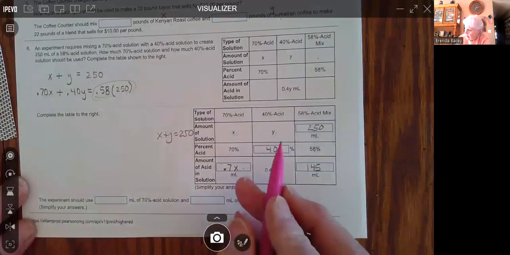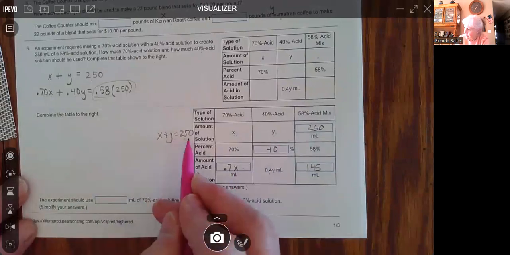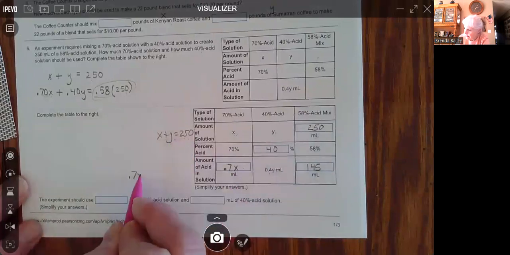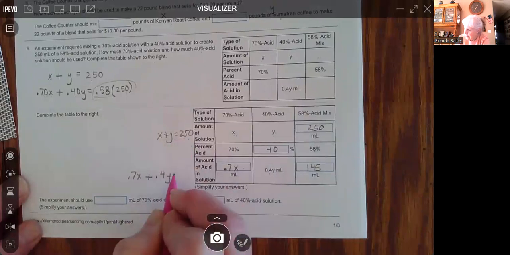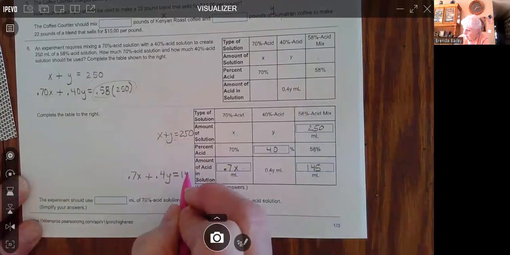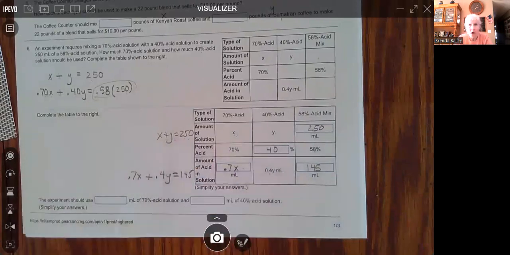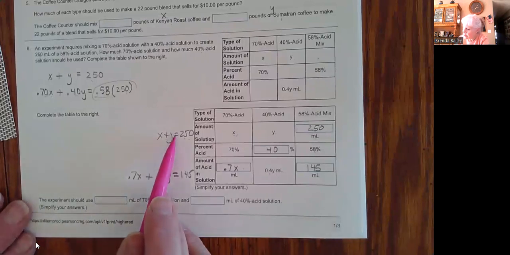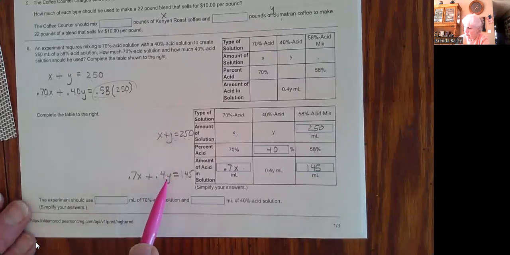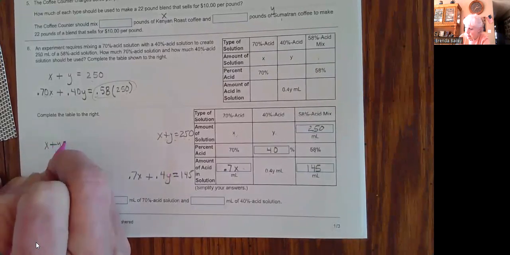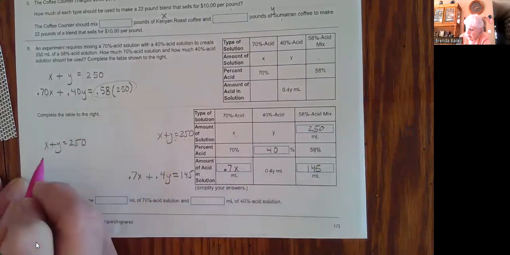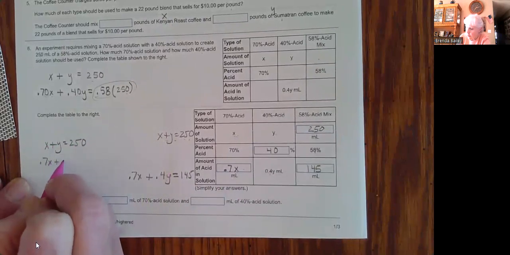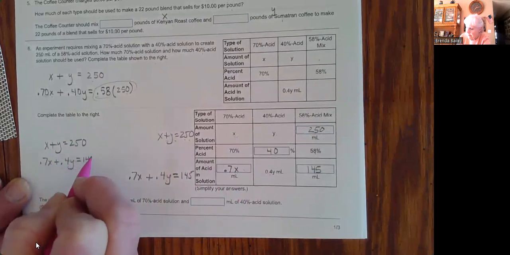So you have x plus y equals 250. And then here, 0.7x plus 0.4y equals 145. Oh, for some reason, okay, good. My screen went crazy. So you can use these two to solve your equation. You have x plus y, same as we did, our amount. And then here we have 0.7x plus 0.4y equals 145.